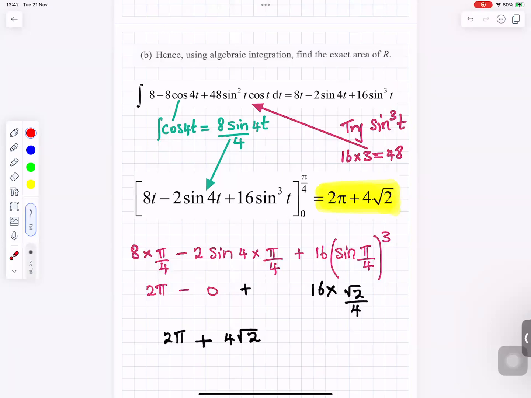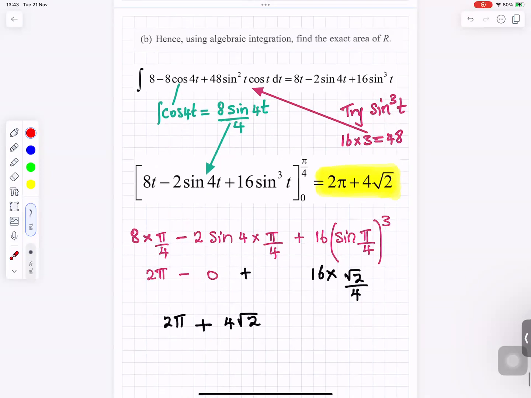It says, hence use algebraic integration. So you integrate that. When you integrate 8, you get 8t. When you integrate 8 cos 4t, you get 2 sine 4t. Integrate that, you get 16 sine cubed t. And then the limits are from 0 to pi over 4. So you substitute pi over 4, work out the answers, and then you substitute 0, you work out the answer, and that gives you 2 pi plus 4 root 2.